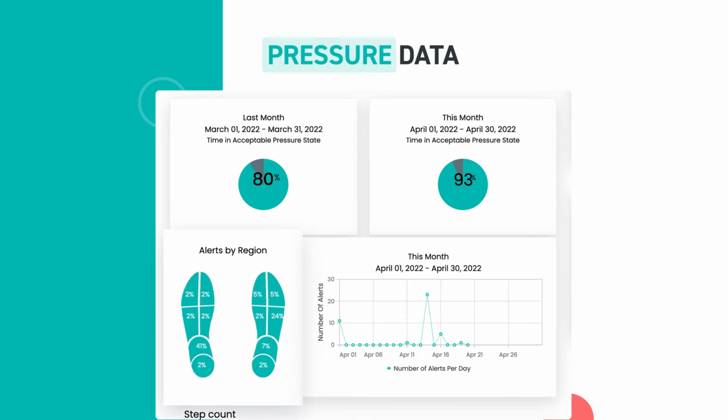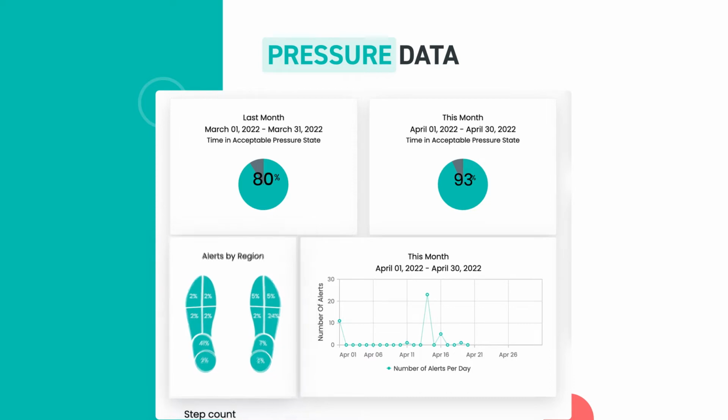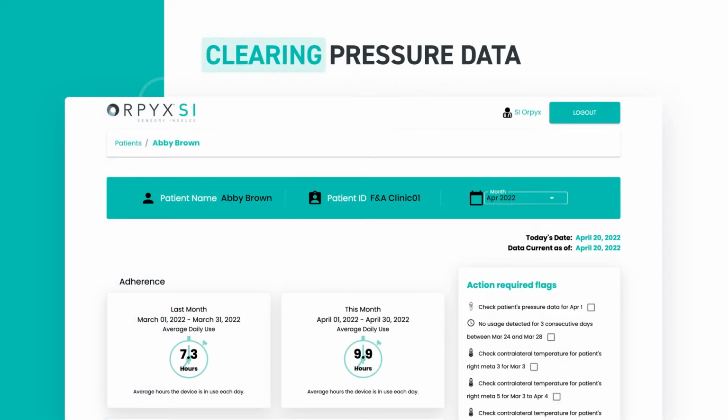The chart on the left shows the percentage of alerts that are coming from each region of the plantar surface of the foot. This helps identify where high-pressure areas are occurring, so you can have more meaningful conversations with the patient. A flag will appear if the patient spent less than 60% of the time in an acceptable pressure state.